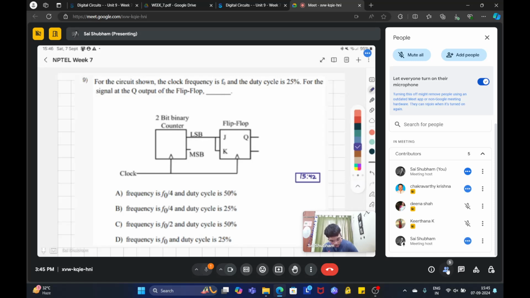Okay, we will see. Actually, I have also made the solution, but it is coming out to be f naught by 4 and the duty cycle is 50%. So when I show the solution, if there is a mistake, feel free to point it out, okay? So I think I should start with the solution.